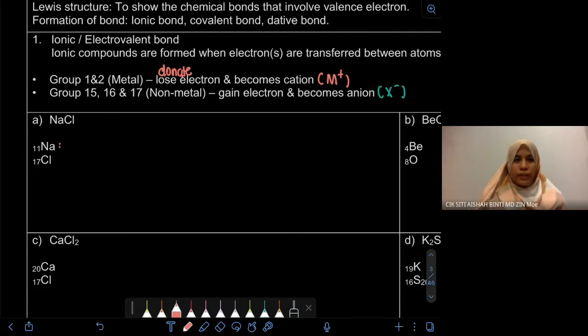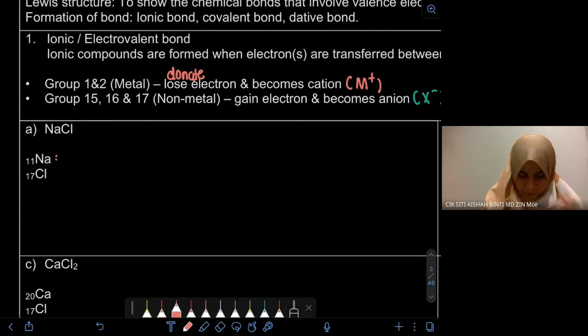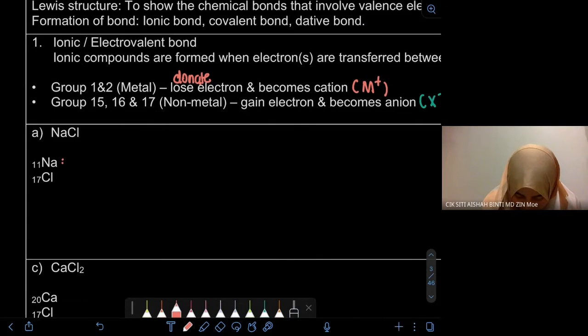Miss nak Hamidah boleh? Hamidah tolong bagi electronic configuration for sodium. Alamak, kan bidai tak ada. Okay. Kalau tak kita panggil Michelle lah. Michelle boleh bagi electronic configuration of sodium.